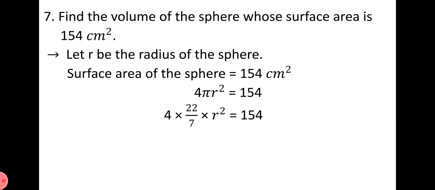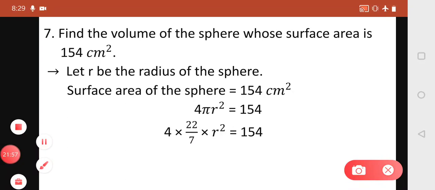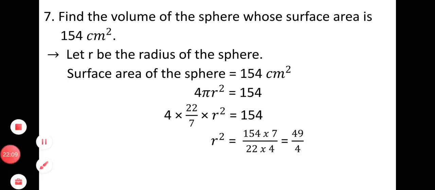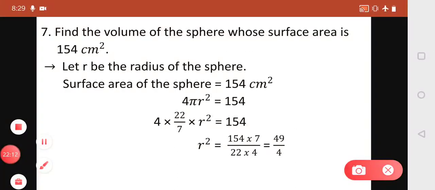We transpose the numbers on the right hand side. So we will get r square equal to 154 multiplied by 7 upon 22 into 4. Here again, you have to remember some of the calculations directly. 22 ones and 22 sevens are 154. So we will get r square equal to 7 sevens are 49 and 4, that is 49 upon 4.